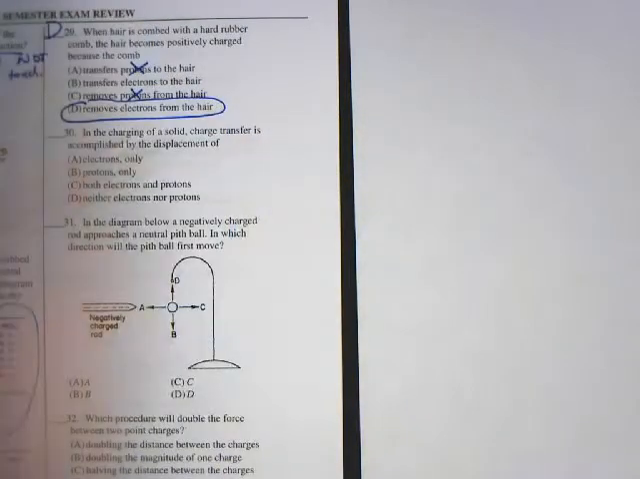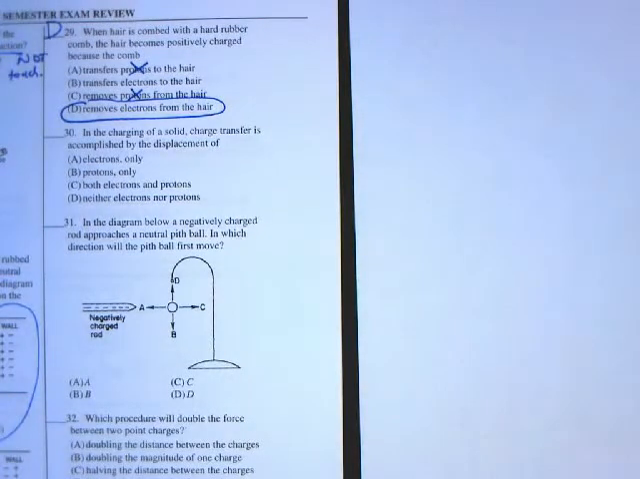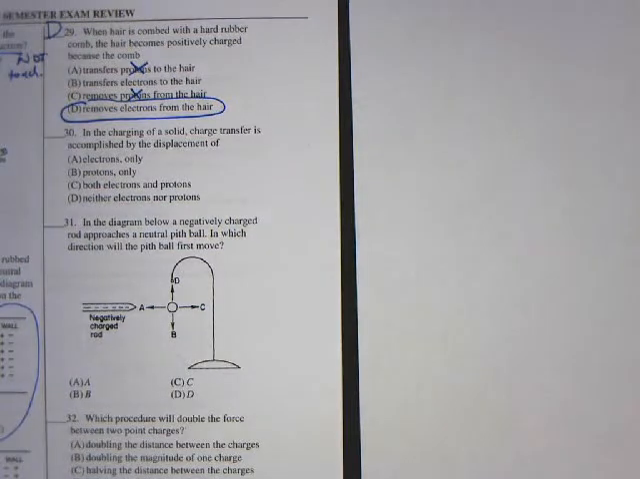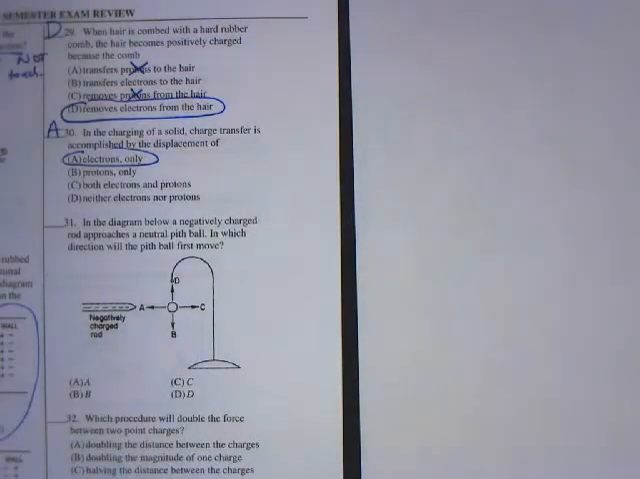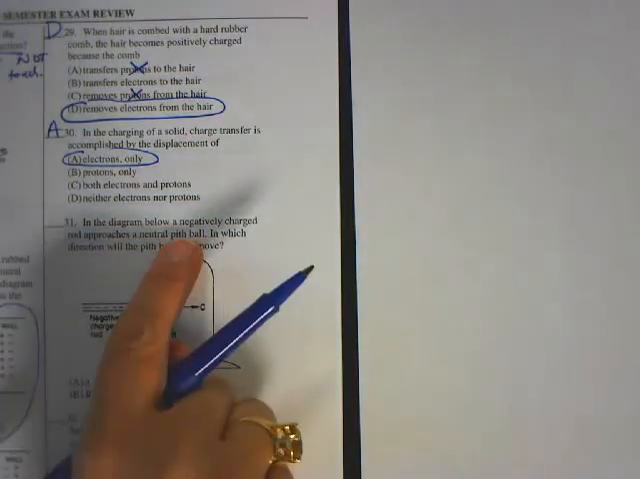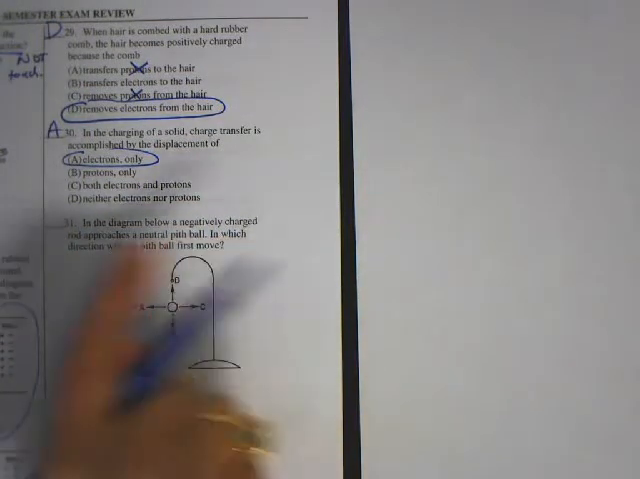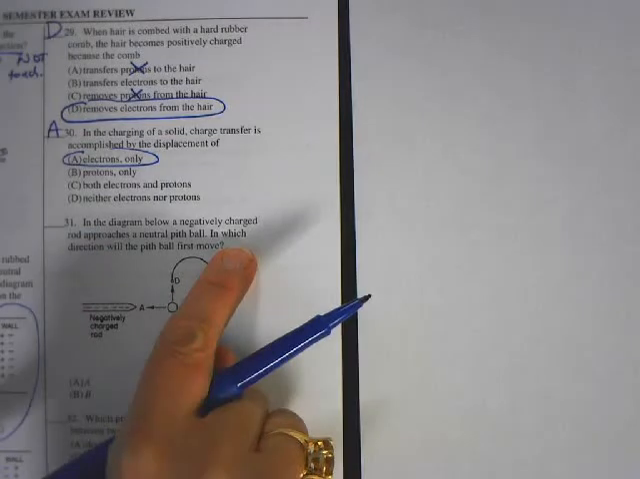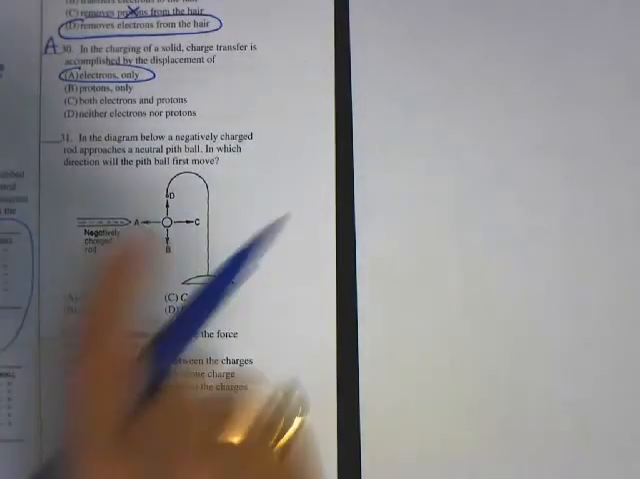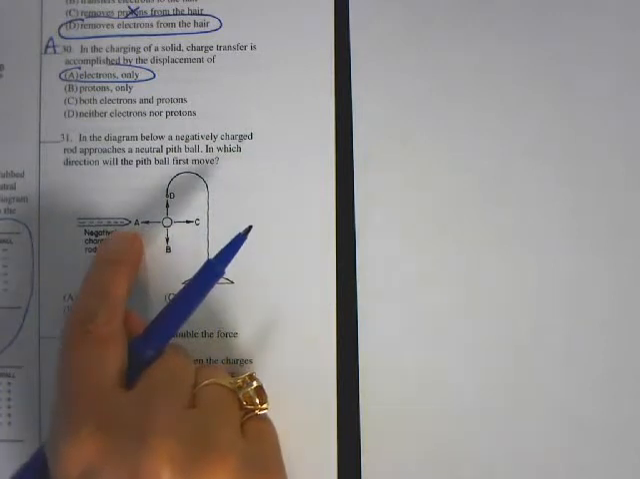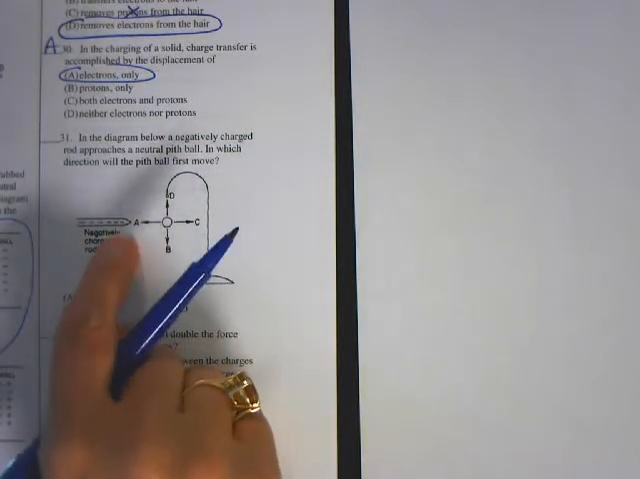Number 30, in the charging of a solid, charge transfer is accomplished by the displacement of, again, the only thing that moves is electrons. Number 31, in the diagram below, a negatively charged rod approaches a neutral pith ball. In which direction does the pith ball first move? Well, this is neutral, so it's going to be attracted to this negatively charged rod, which has an excess of electrons, so it's going to move that way, which is A.